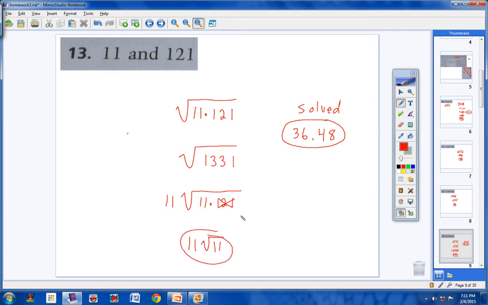So this is your solved answer. This is your simplified answer. They're both the same, okay? I cannot take this any further because there are no perfect squares.